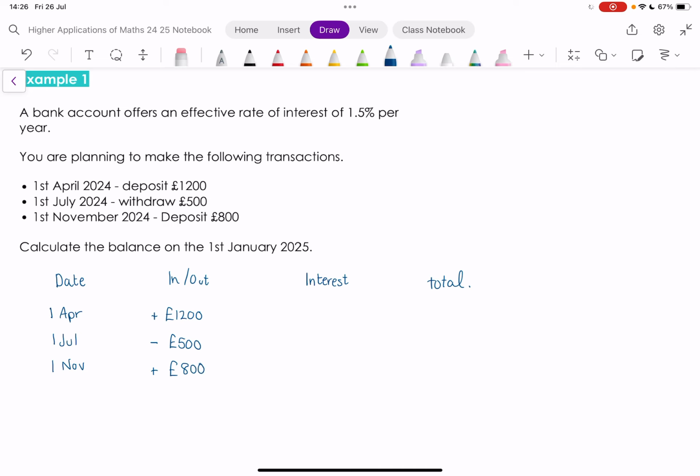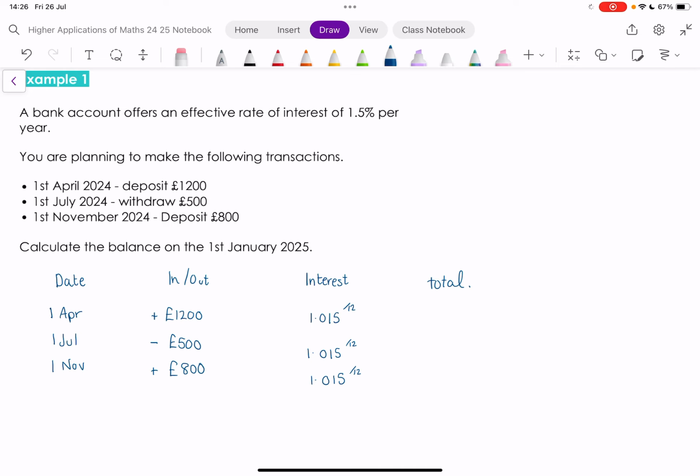The interest rate is not changing for the duration of this account, and it's 1.5% per year. So that's going to be 1.015 for each of these three totals. My interest rate is over the course of a year, which is 12 months. So I'm going to pop 12 on the bottom of my fraction.